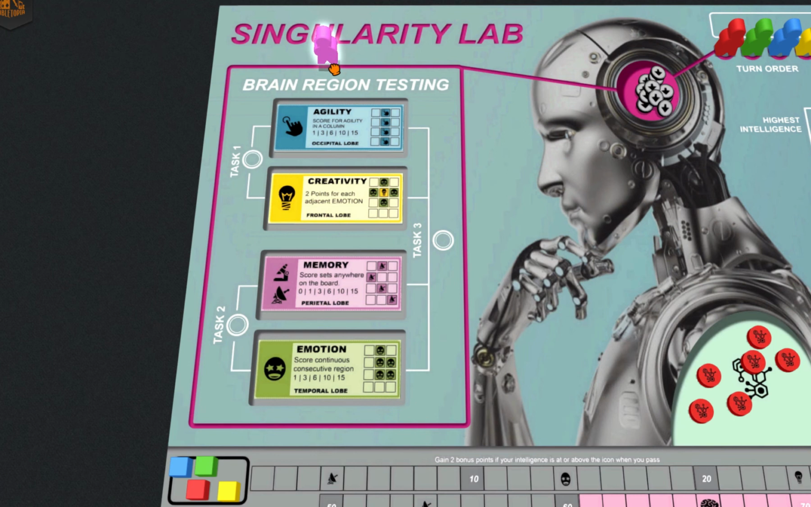Scoring, once established here, is then indicated with each round, the first round being task 1, and so we know we're going to be scoring agility and creativity. We will then move to task 2 in the second round. We'll score memory and emotions, and then the final round in the game, we'll be scoring the entire brain, every region.